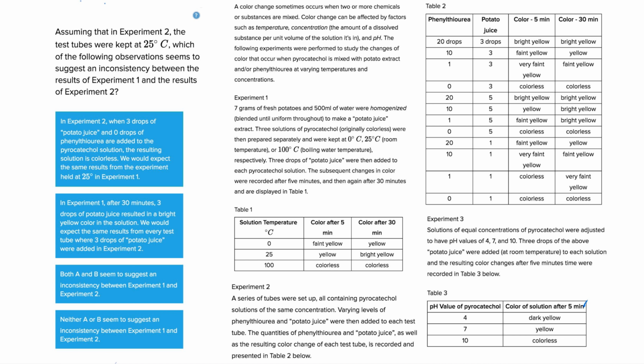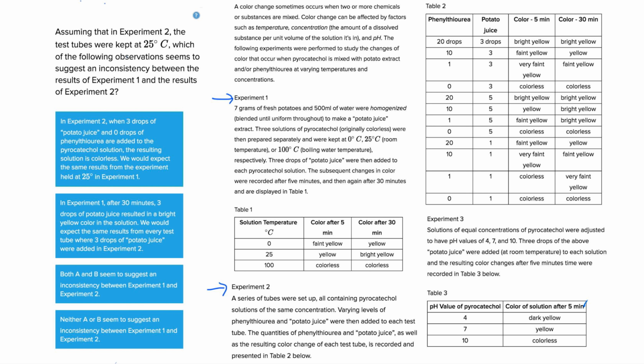Okay, let's start again by reading our question. Assuming that in experiment 2, the test tubes were kept at 25 degrees Celsius, which of the following observations seems to suggest an inconsistency between the results of experiment 1 and the results of experiment 2? Okay, so that means that we're going to need to look at both of our experiments here and have some understanding of what's going on.